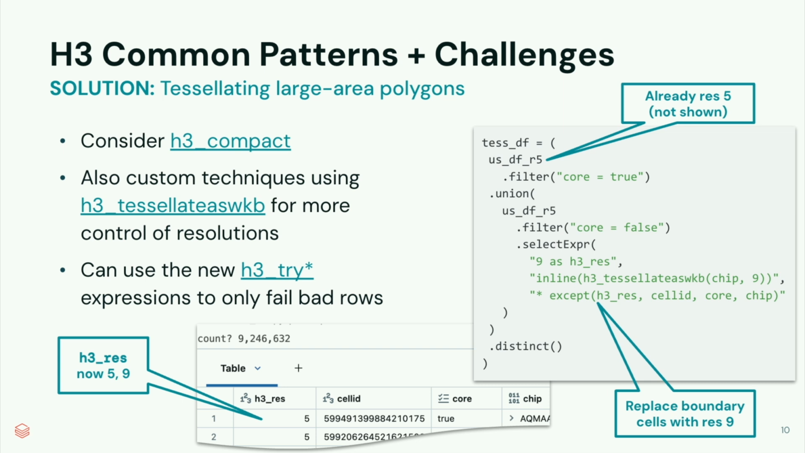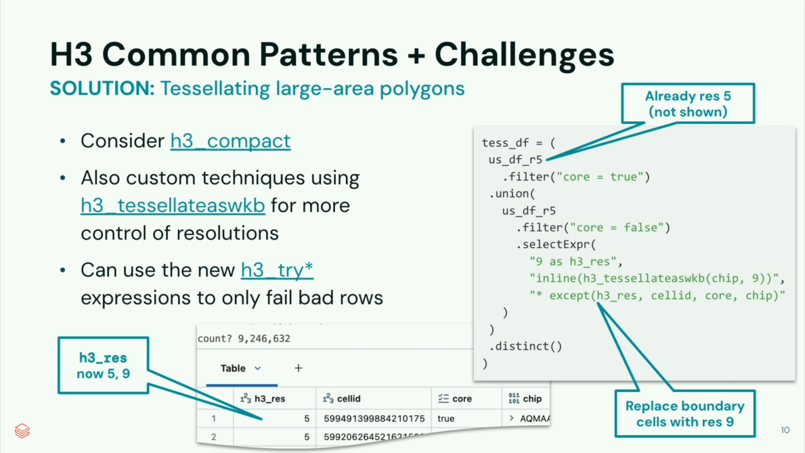To make that a little more real, on the right side of the slide, you'll see just a quick example. Let's assume that we already have data that has gone through Tessellate as WKB at resolution 5. If we want to do a custom compaction, we could filter on core equals true. Let's keep all of the resolution 5 as part of the final result because they're core to the actual tessellation. And let's union that with another resolution of our choice, in this case 9. So we union with a filter on core equals false.